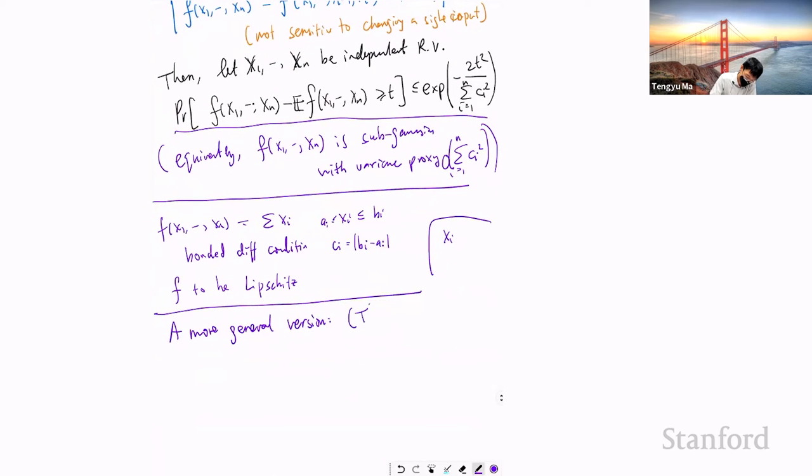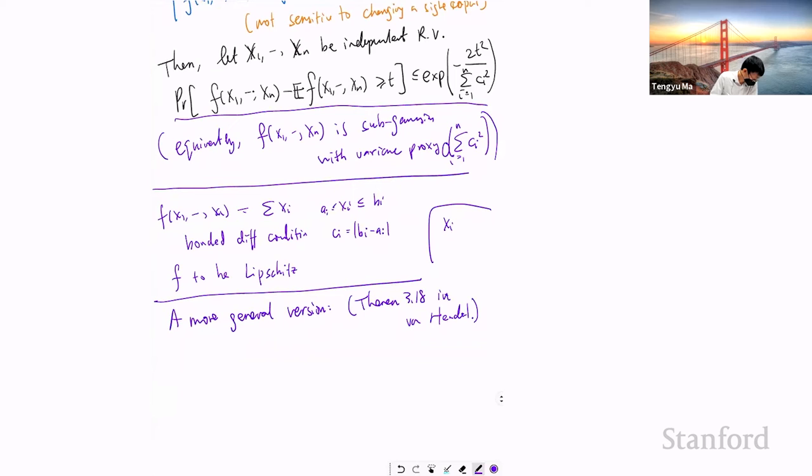I think this is Theorem 3.18 in one of the books by Van Handel. If you look at the lecture notes, there is a formal reference. It's a book on probability theory. In this book, what happens is that they extend this bounded difference condition to something milder. And the definition is, you start with some definition.